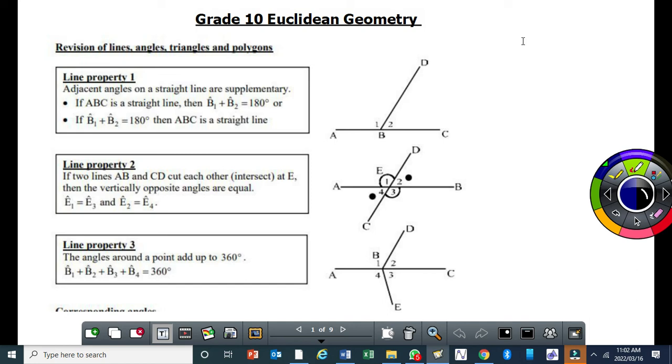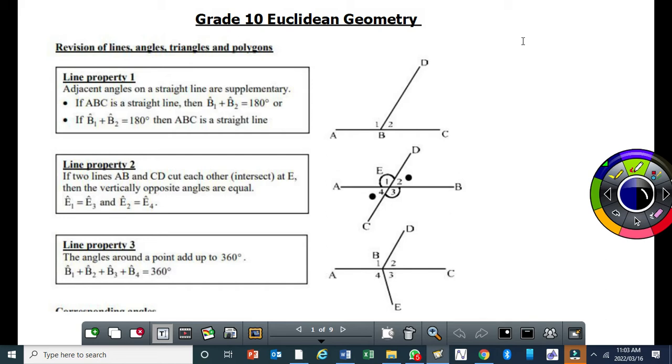Now, there are various angles that are formed when two line segments converge or when they intersect. So the first type of angle, in terms of properties of geometry of a straight line, we call it line property number 1. We have what are called adjacent angles on a straight line.